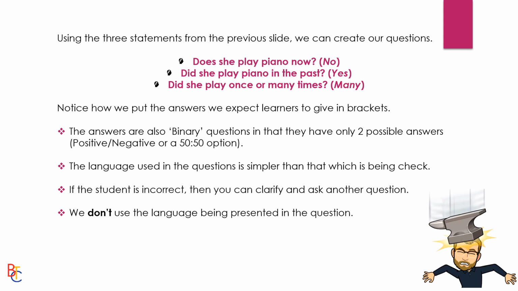So either a positive or negative or a 50-50 option, and the 50-50 option should be baked into the question. So from the example in the last one, did she play once or many times? There's two possible answers. It's a 50-50 option. The language used in the question is simpler than what is being checked.